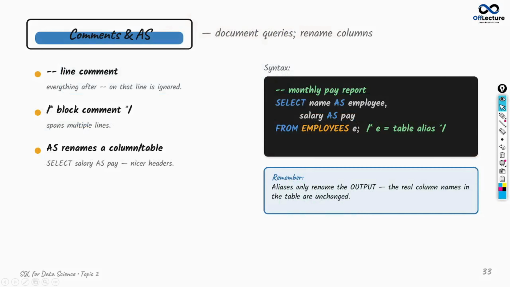Now let's move to comments and as. These are the 2 final touches that we'll do in our big 6 queries. Comments let you document your queries. Two dashes start a line comment that's ignored to the end of the line. If you use two dashes, it will ignore everything that is written after it.